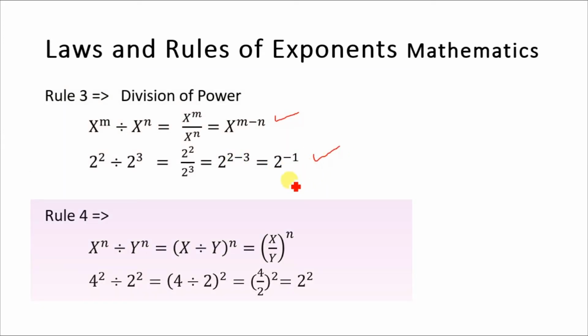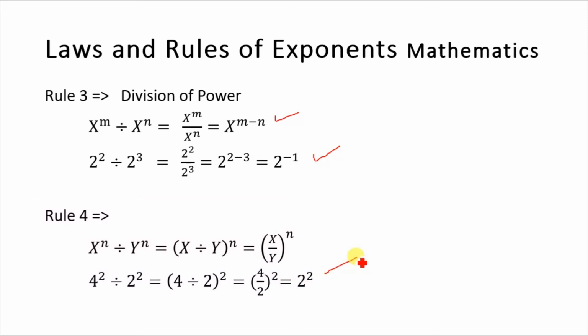Now rule number 4 is, if the bases of both the exponents are different but they have the same power, then we will have x divided by y, whole power n. Simply, we will take the power common on both the terms. For example, if we have 4 square divided by 2 square, then we will have 4 divided by 2, whole square, and dividing 4 by 2 we will get 2, so we will have 2 square.